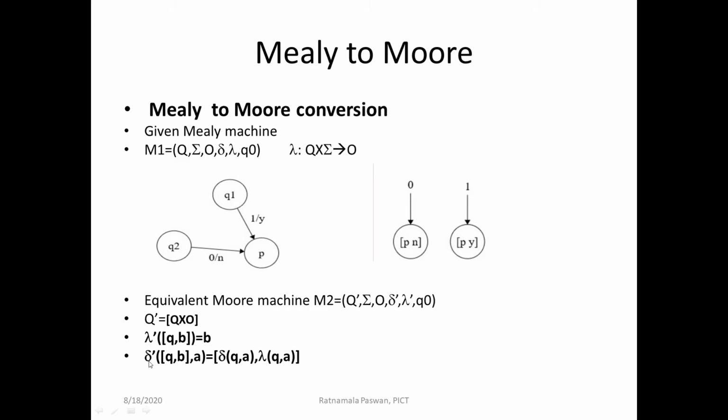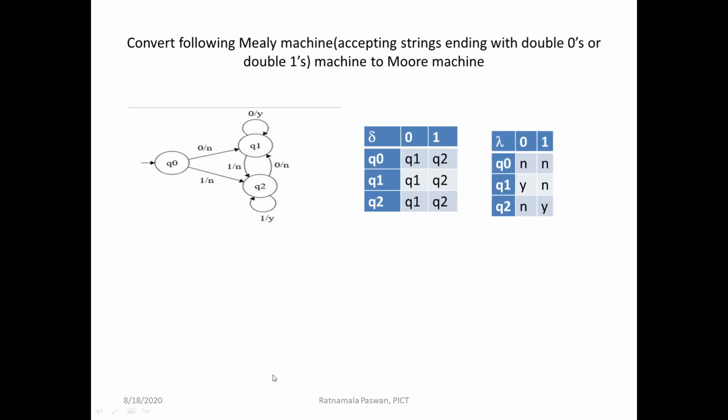For getting the delta dash, we will take one example. From that example, it will be very clear how we find the state function. So let's take this as the example. We have already solved this example in class.